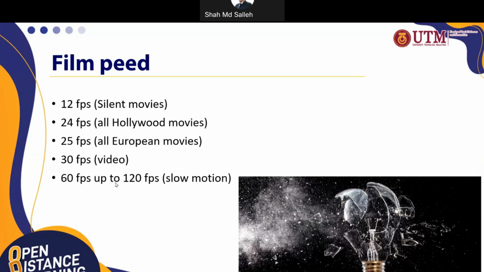Okay, nowadays if you want to do a slow-mo video, the minimum is 60 frames per second and up to 120 frames per second. But this setting is based on the camera. Not all cameras have this aspect.